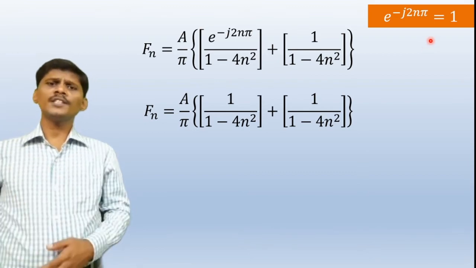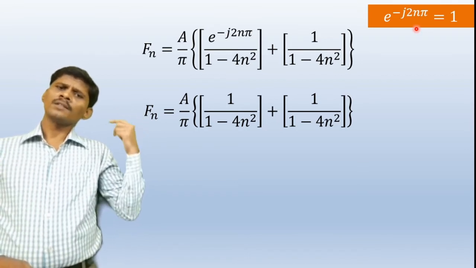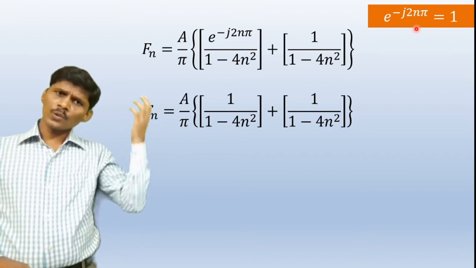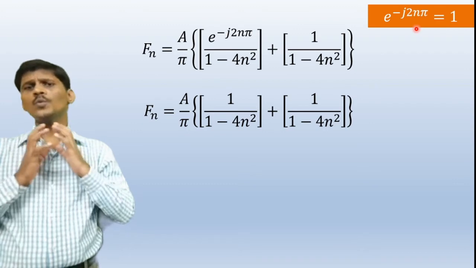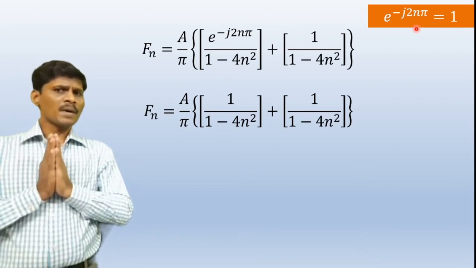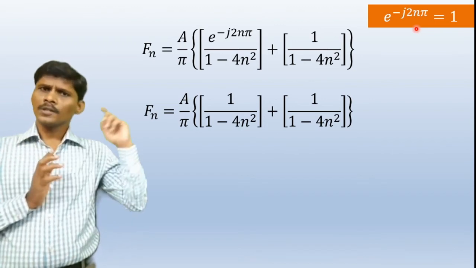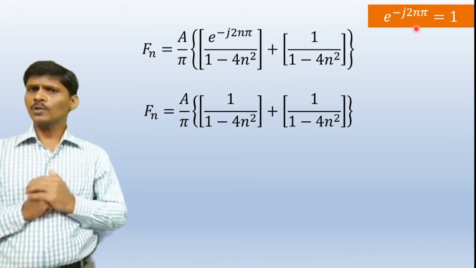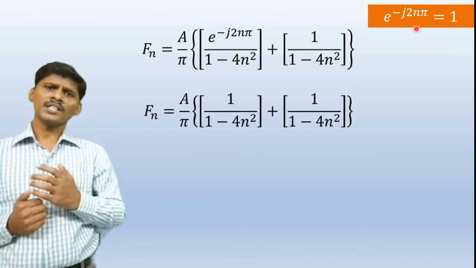What are the different integer values of n? n is equal to 0, n is equal to 1, n is equal to 2, like that. Substitute n is equal to 0, 1, 2, 3 and so on. e power minus j 2 n pi is cos 2 n pi minus j sin 2 n pi. If n is equal to 0, e power minus 0 is 1. If n is equal to 1, e power minus j 2 pi is cos 2 pi minus j sin 2 pi.